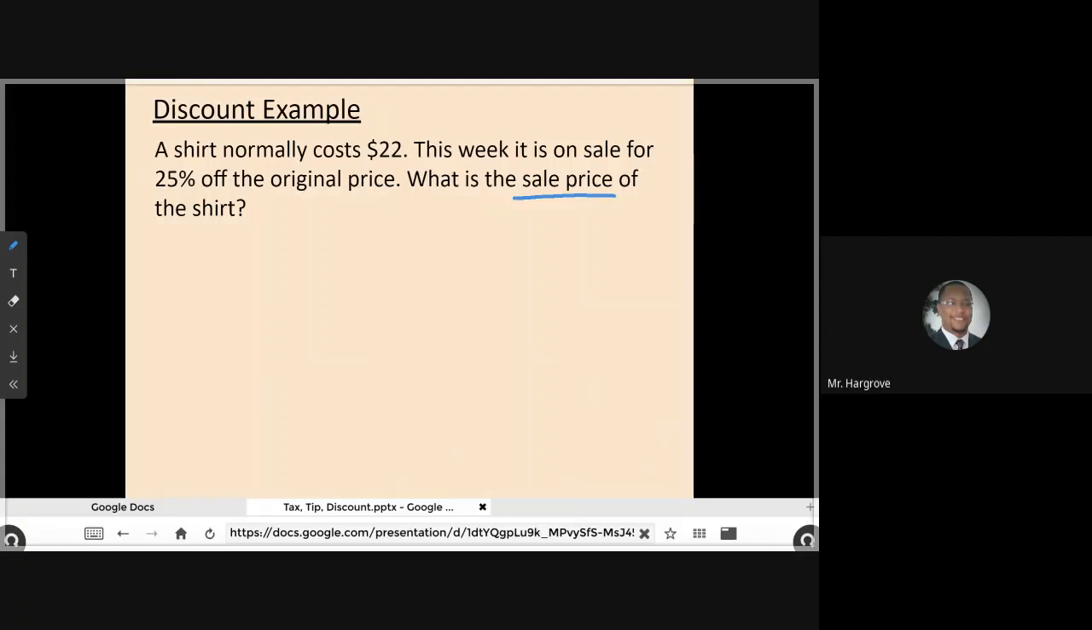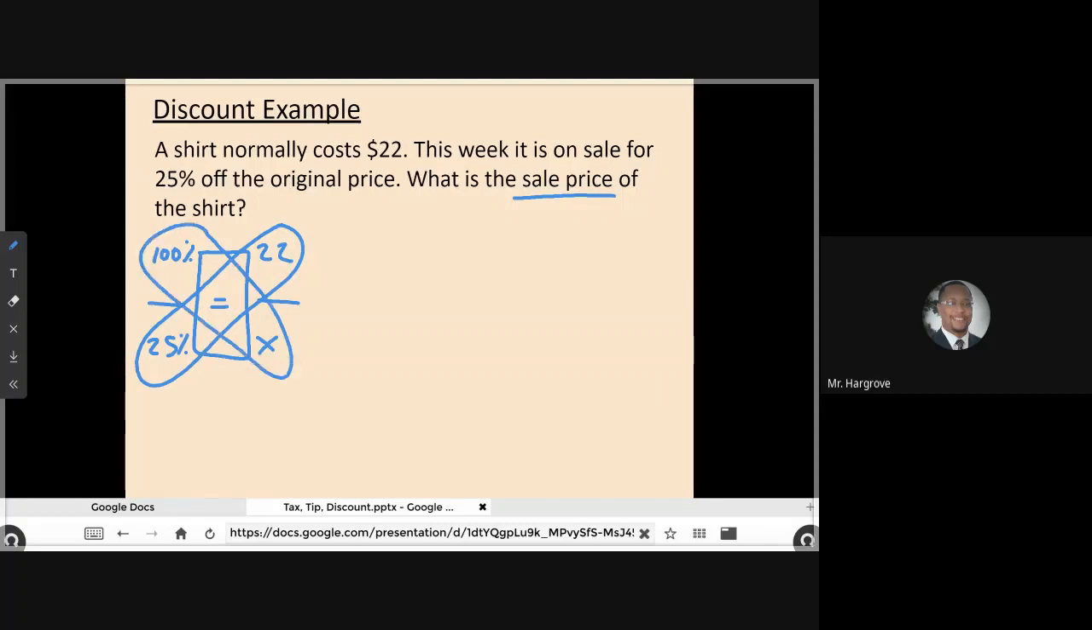And if we go back to our notes, remember the sale price is going to be the original price minus the amount of the discount. So that means first thing I need to do is figure out the discount amount. 100% is going to be here. 25% goes over here. And I know that the shirt costs $22. I need to figure out the amount of the discount. So same cues. We're going to cross multiply and we're going to solve for X.